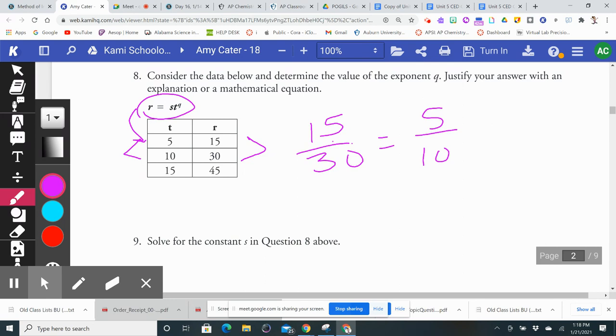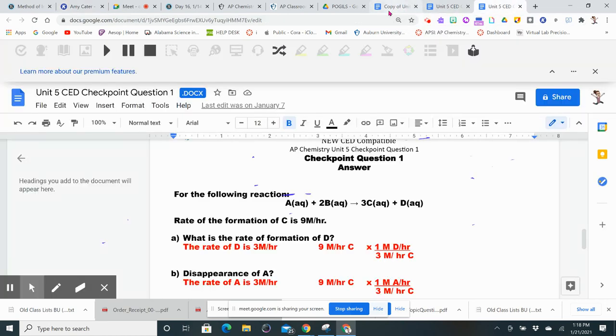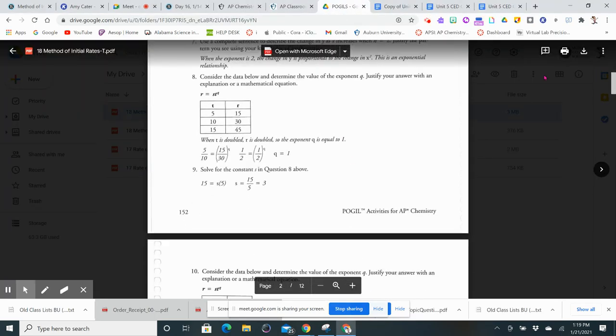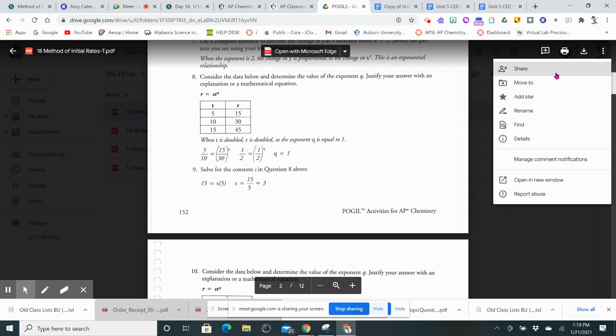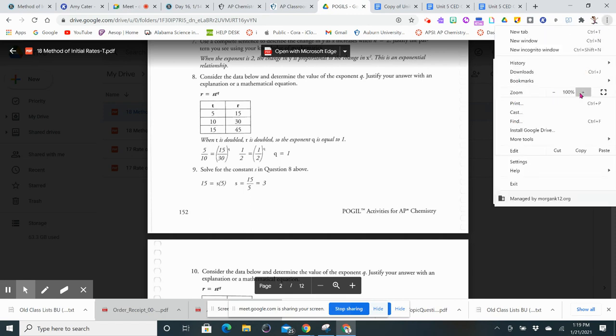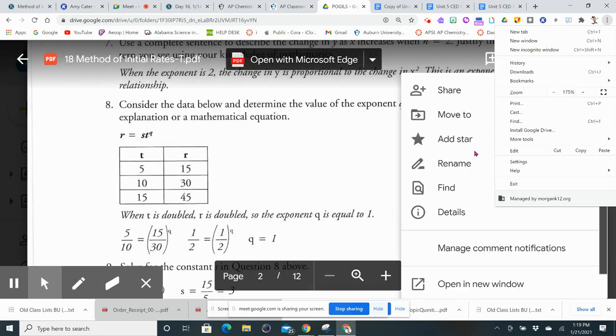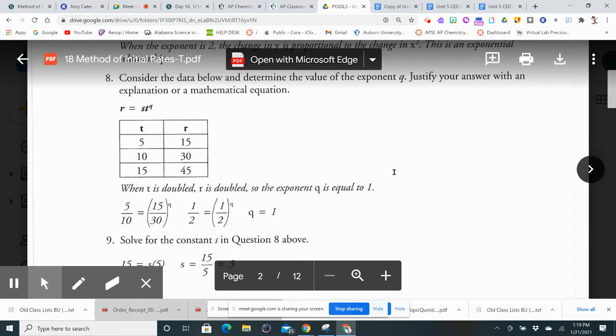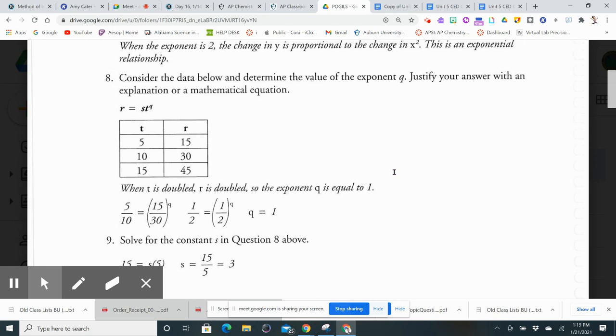They're both 1/2. Exactly. They're both 1/2. What they did is they just compared them to each other and they said, all right, 5/10, that's our time, is going to equal R, 15/30, raised to the Q power. This is 1/2, and 15/30 raised to the Q power is also 1/2.